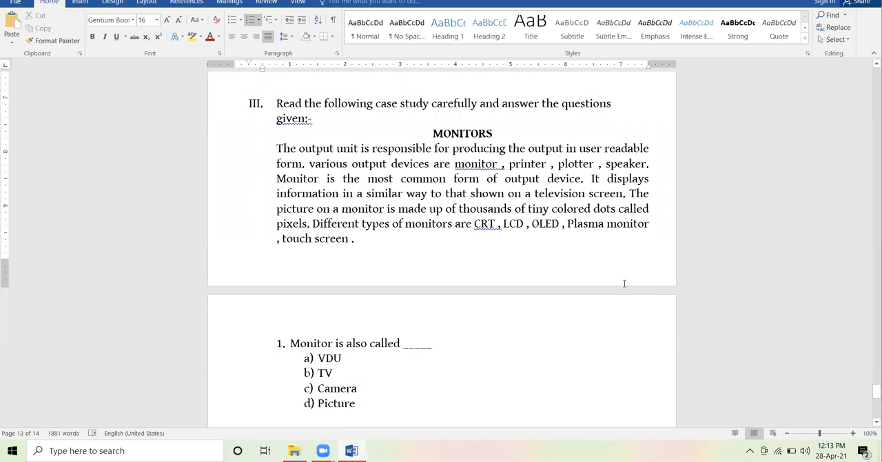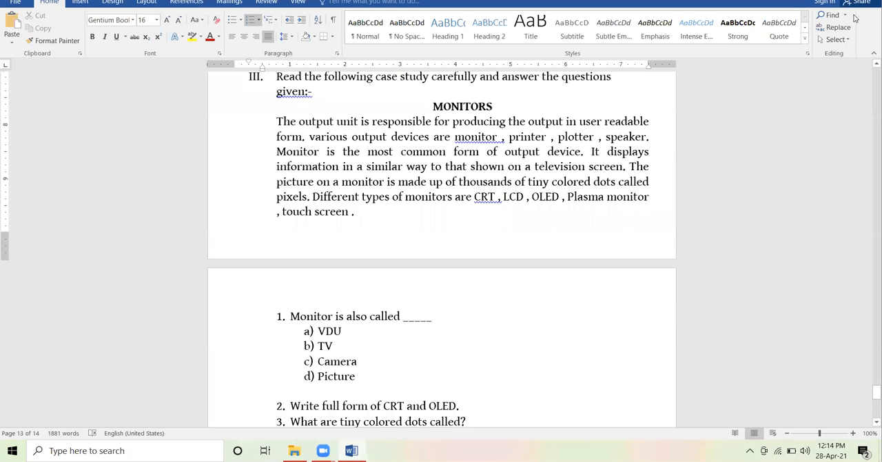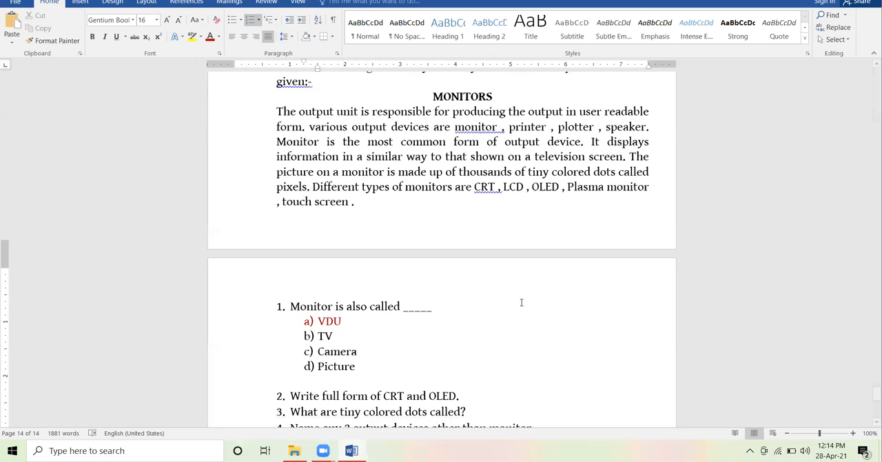Okay. First question. Monitor is also called as. Yes, Navedita. VDU. A option, VDU. Visual display unit. VDU full form is visual display unit. So monitor is also known by another name, visual display unit.